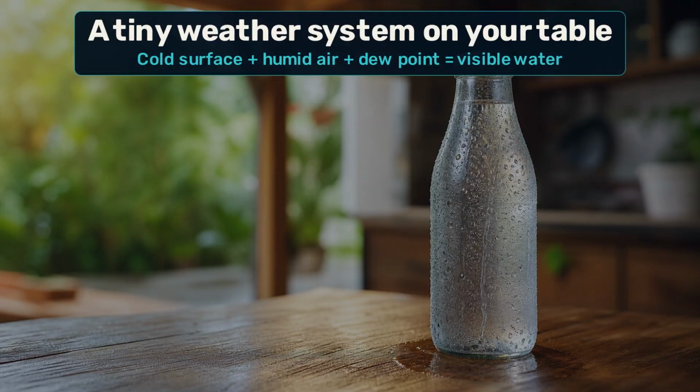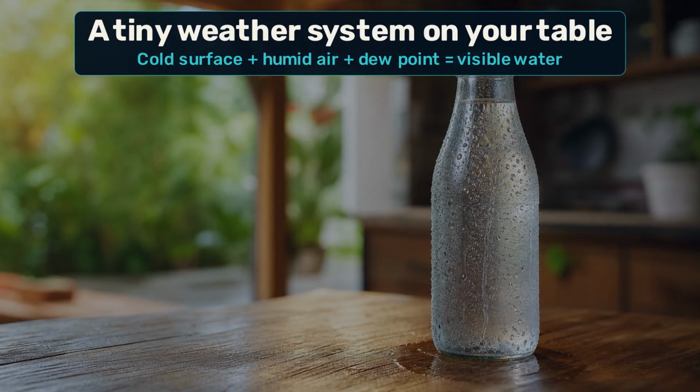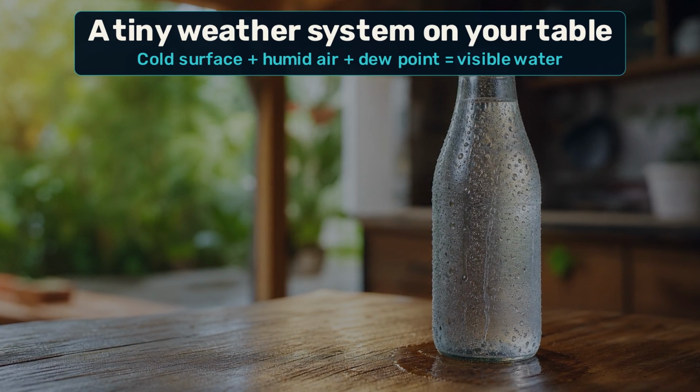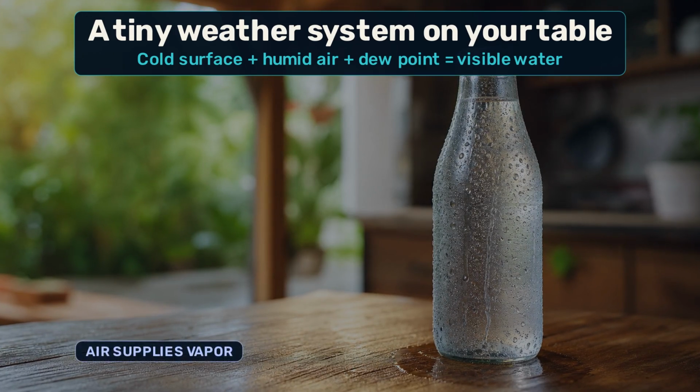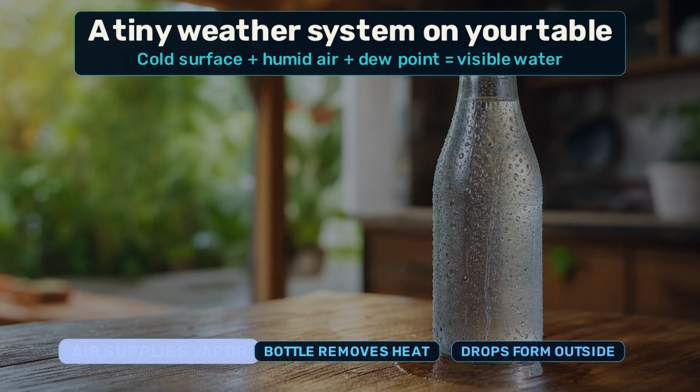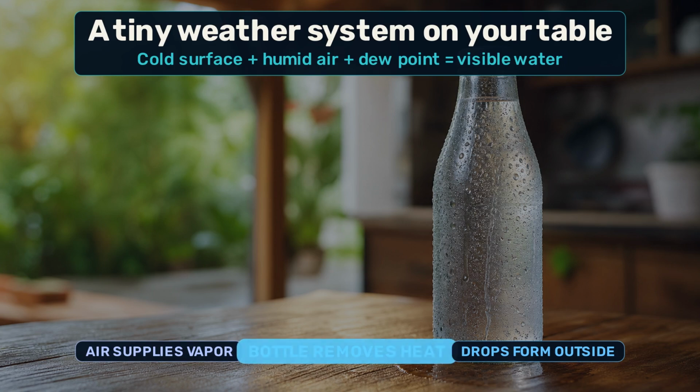Those summer droplets are therefore not evidence of a leaking bottle. They are a small weather system. The bottle acts like a cold night surface. The air supplies invisible vapor, and crossing the dew point turns that vapor into visible water.